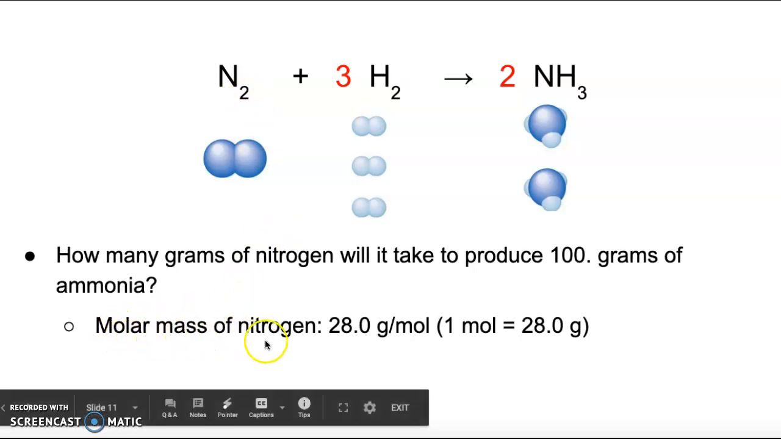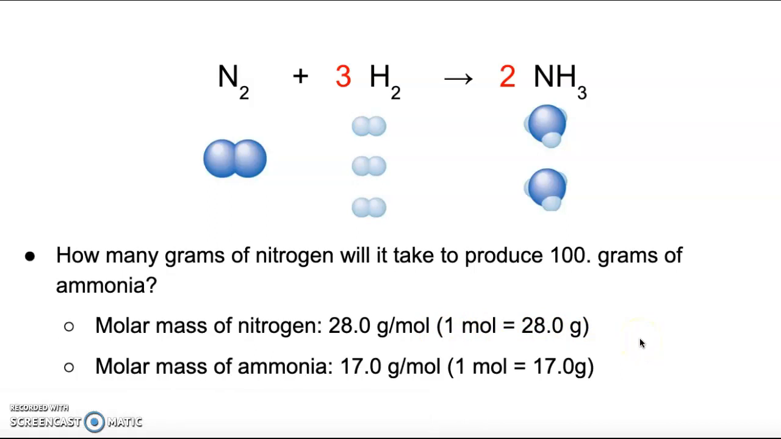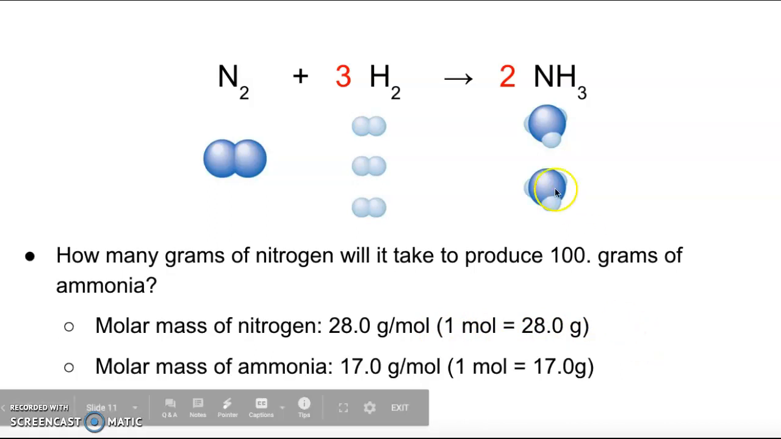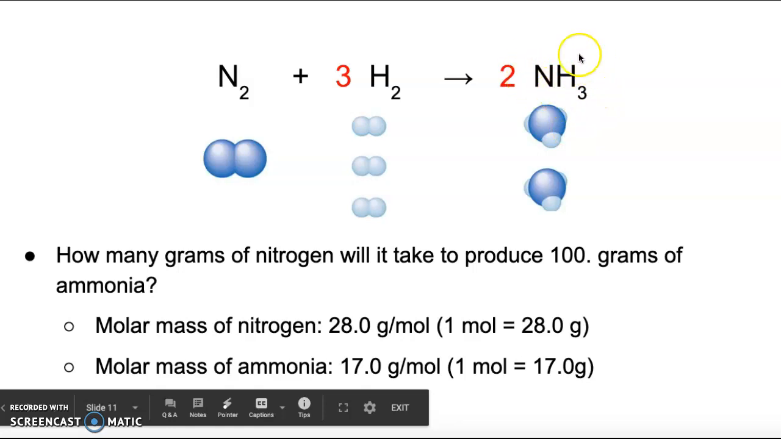And remember that this nitrogen molecule has 2 nitrogen atoms here. So my molar mass of nitrogen is going to be 2 times the individual mass of a nitrogen atom, which is 14 grams per mole. So my molar mass of this nitrogen molecule is 28 grams per mole. So that means 1 mole of nitrogen is equal to 28 grams. So this is what we're going to use as our conversion factor. My molar mass of ammonia is 17 grams per mole. So that's the mass of 1 nitrogen plus the mass of 3 hydrogens. All right, so that means 1 mole of ammonia equals 17 grams.